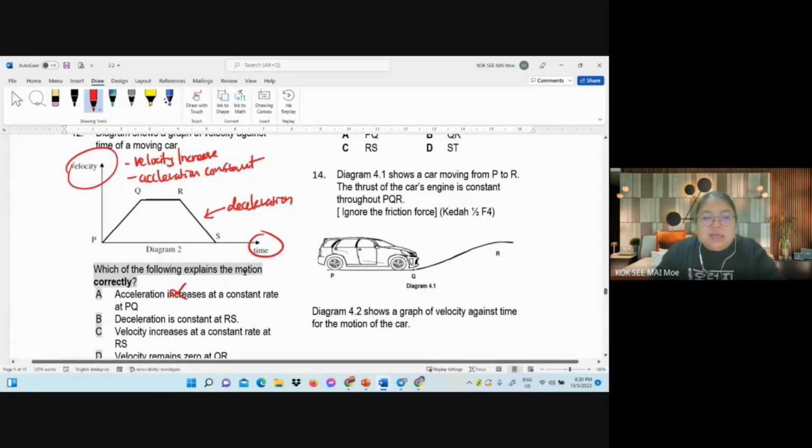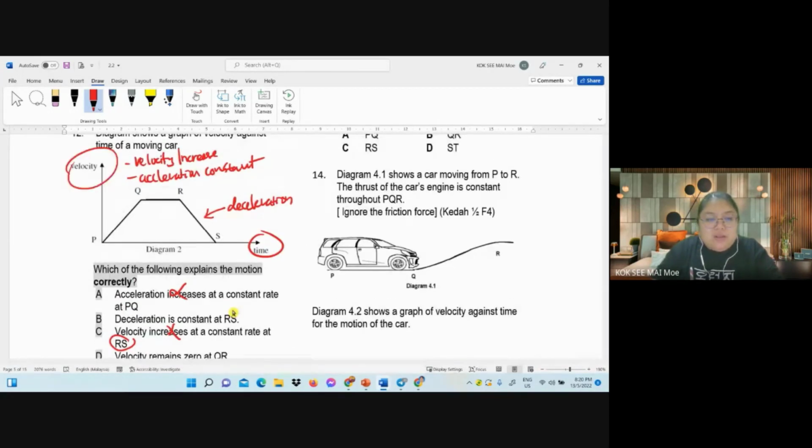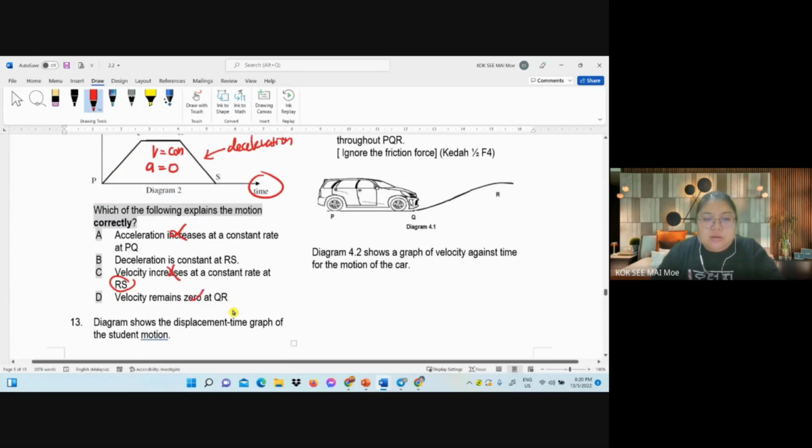Okay, we're going to check C some more. Velocity increases constantly RS. Okay, RS where is the increase? Dropped already. So increase is wrong. Last one, velocity remains zero, QR. QR velocity is not zero. Velocity is constant. Only acceleration is zero. So D also wrong. So we are left with the answer B.